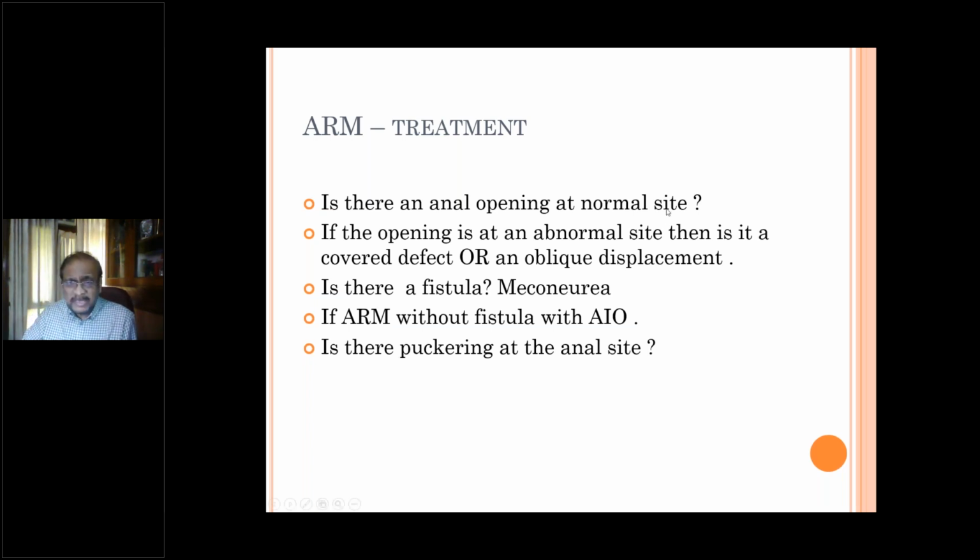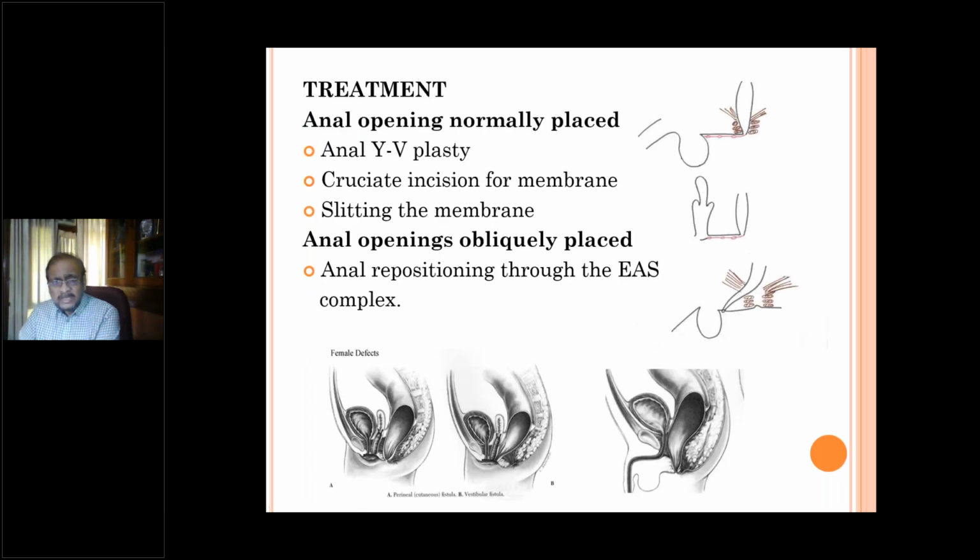Number one, anal opening at which site, right? Number two, is there a fistula? Number three, is there acute sinus obstruction? And number four, is there puckering at the anal site? Right? To summarize, it's a complex situation, but to make it simple, if the anal opening is normally placed, right, you can do anal VY-plasty for the stenosed area, or do a cruciate incision for the membrane and slit the membrane.